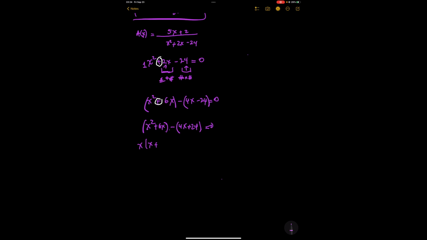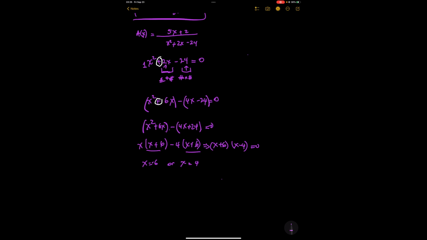So I get x plus 6. And I'm going to factor out 4, so I get 4 times x plus 6. And so I have x plus 6 on both sides. So I get x plus 6 times x minus 4 equals 0. And here I have x equals negative 6, or x equals 4. So that means the two numbers that x cannot be equal to are negative 6 and 4.